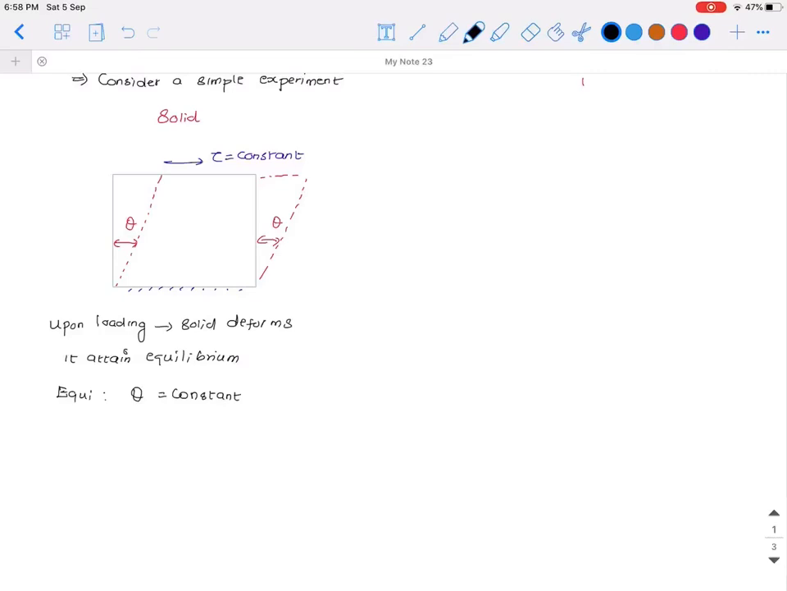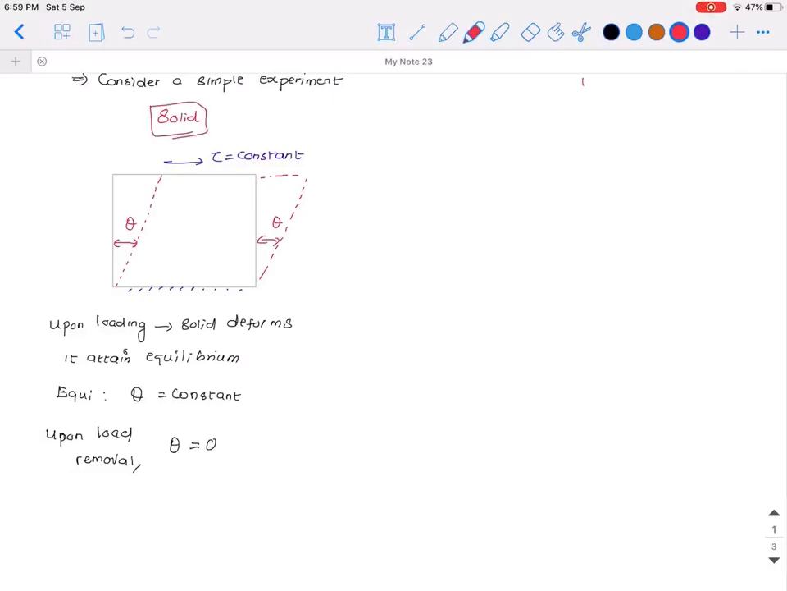And when we remove the load, what would happen? Assuming that the body is within the elastic limit, the body comes back to its original position upon load removal, which means that the quantity that describes deformation goes to zero if the body is deforming within the elastic limit. So this is what would happen if we consider a solid.